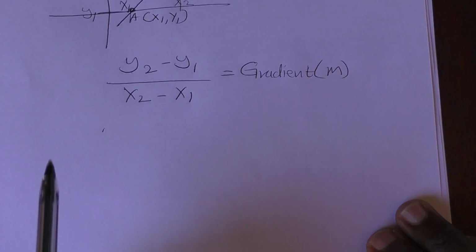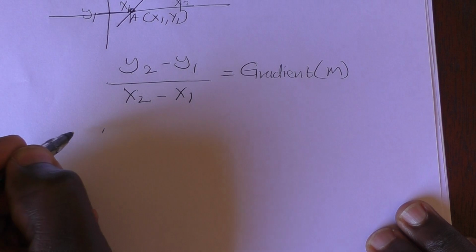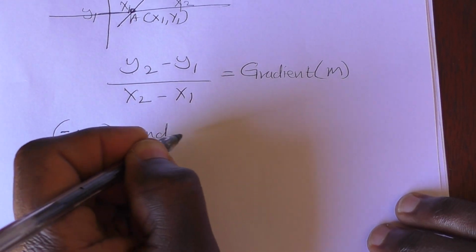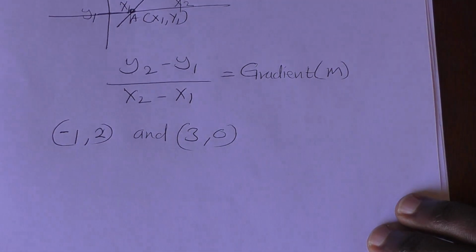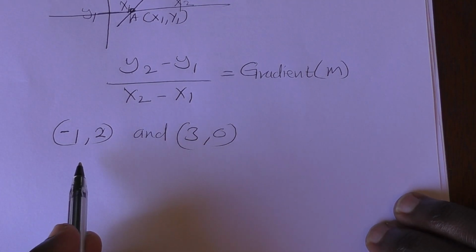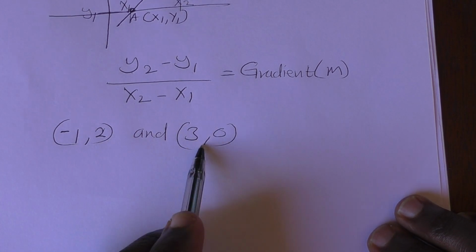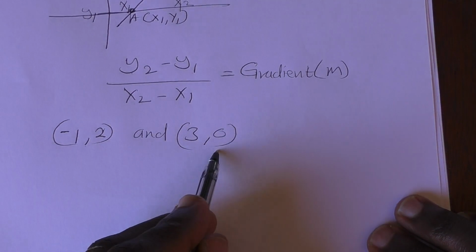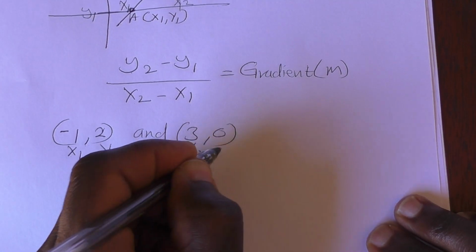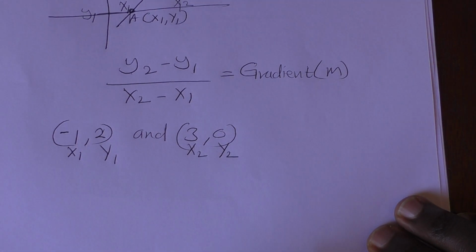For instance, we may be told to find the gradient of the line that passes through points (negative 1, 2) and (3, 0). So, these are the 2 points that lie on the same line. And for us to find the gradient of the line that passes through these points, we shall name our points. We can name them x1, y1, x2, y2. The first value is always an x-coordinate.